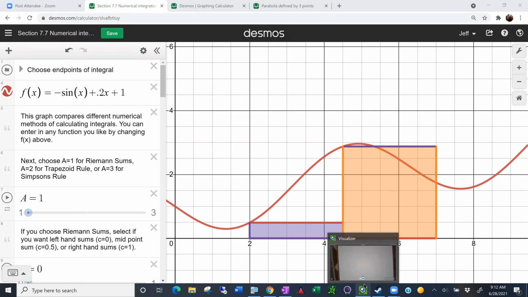So section 7.7 is going to discuss numerical integration. It's basically kind of a brute force way to calculate the area between a function and the x-axis. So let me remind you a little bit about what we've done till now.